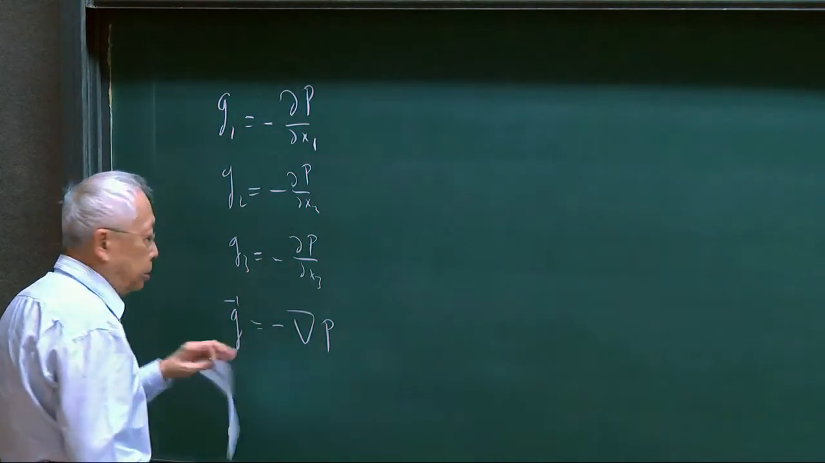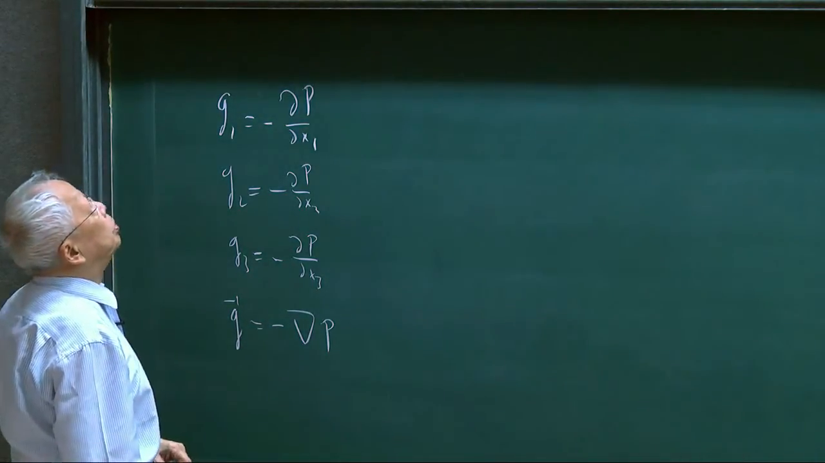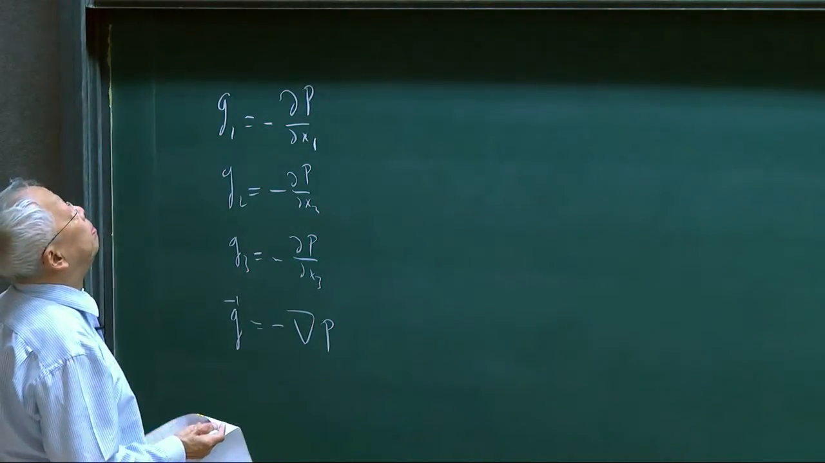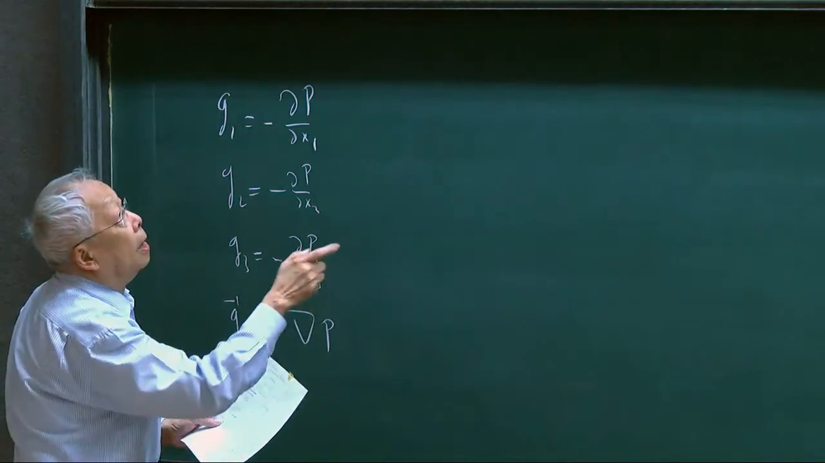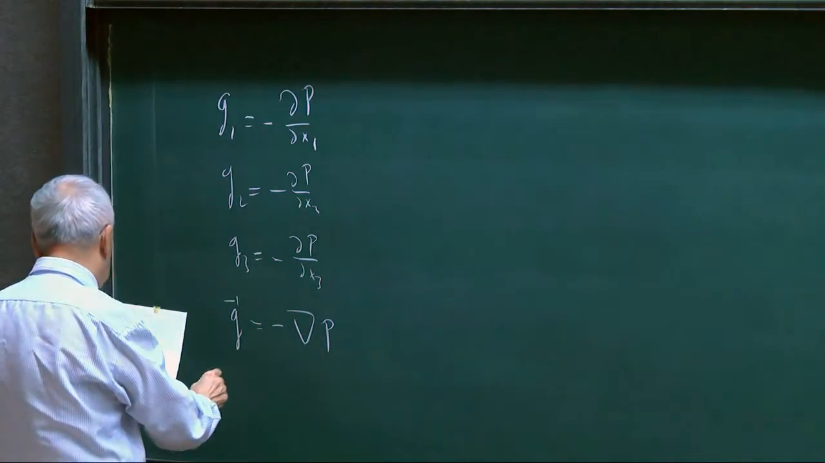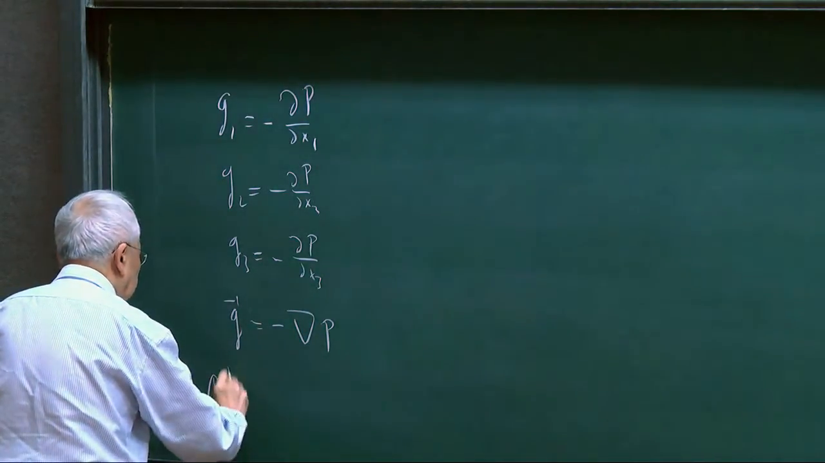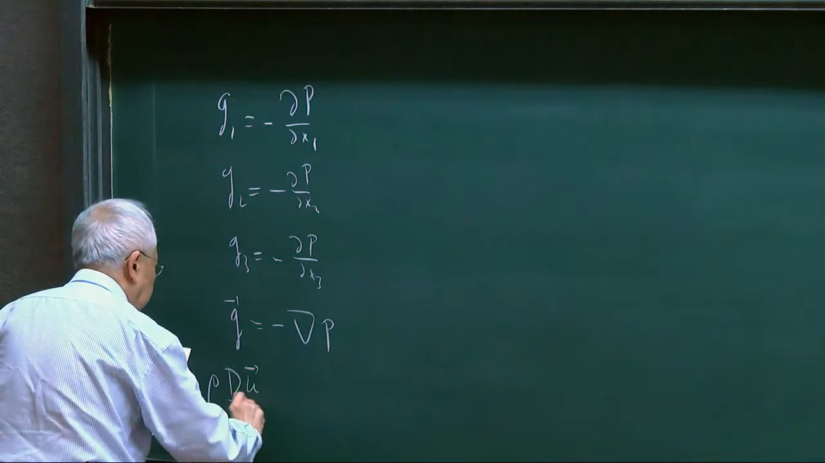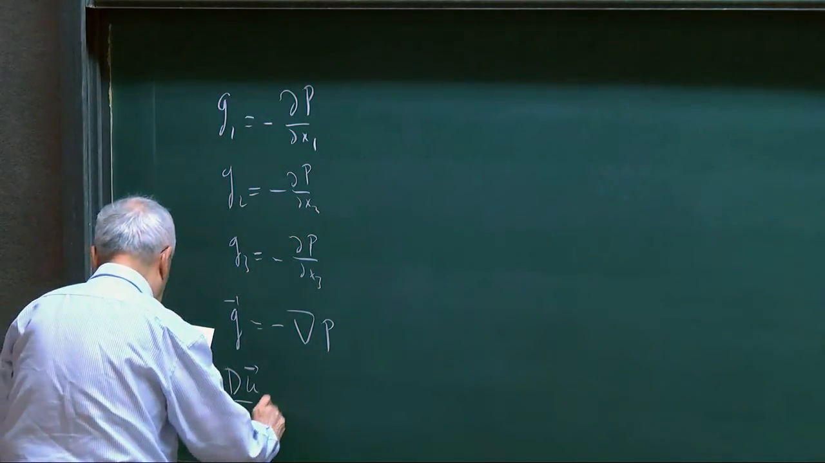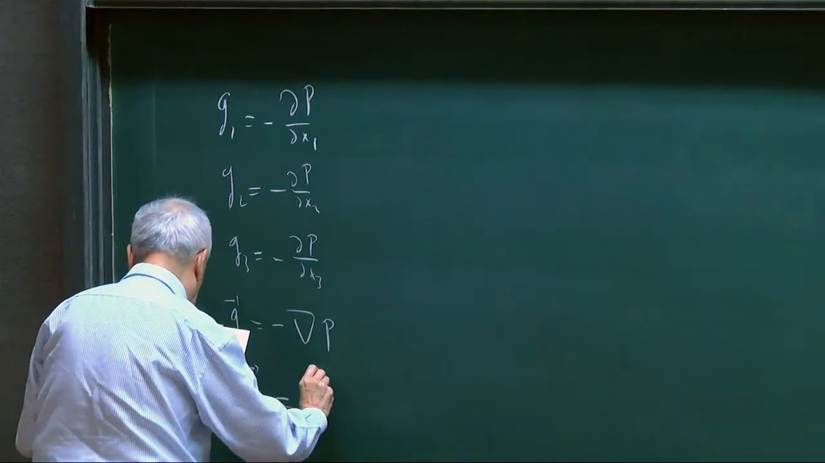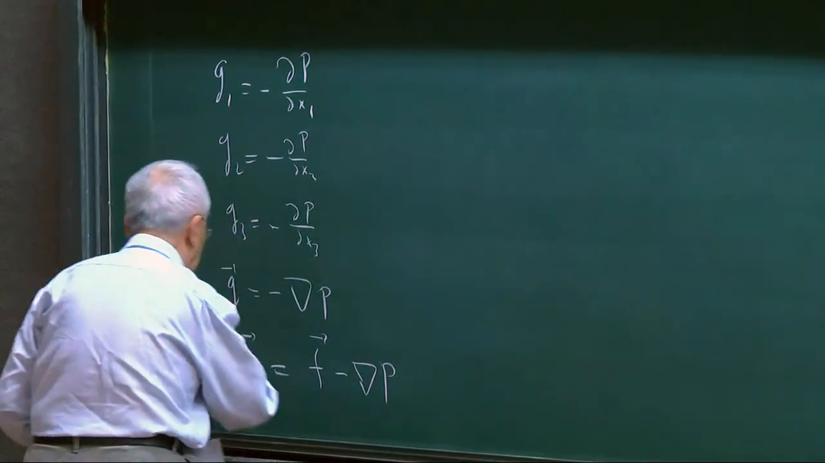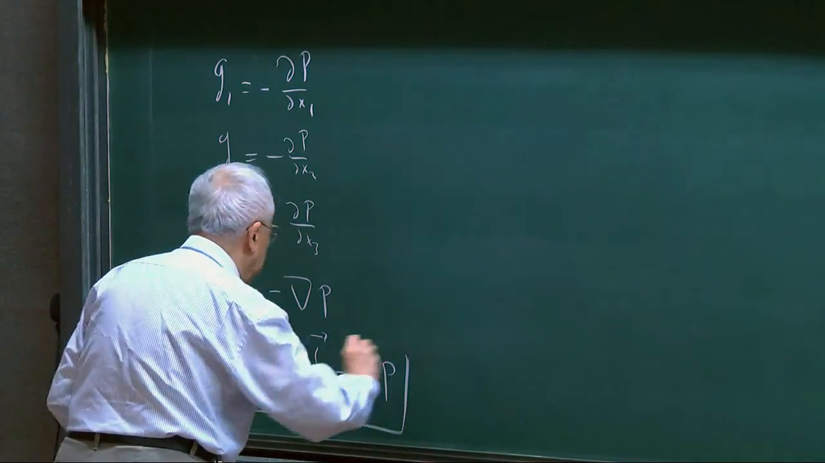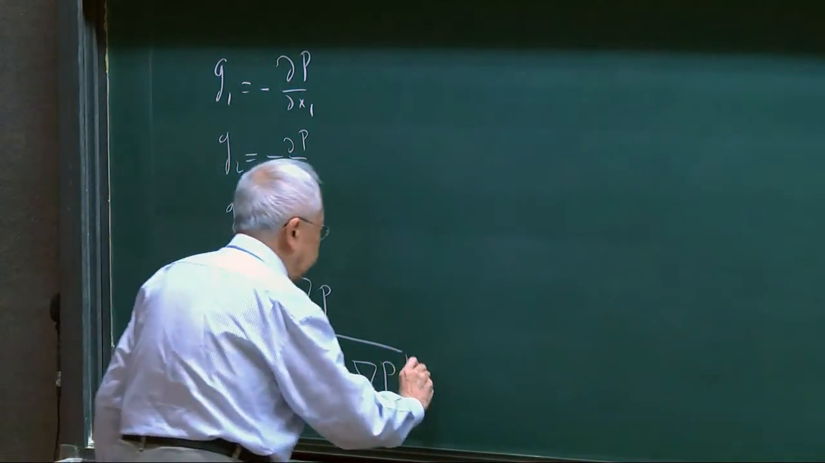And when you substitute this into the equation of motion here, you just get rho times du dt is equal to f minus the gradient of P, where small f is the external force per unit volume. And this is called Euler's equation.